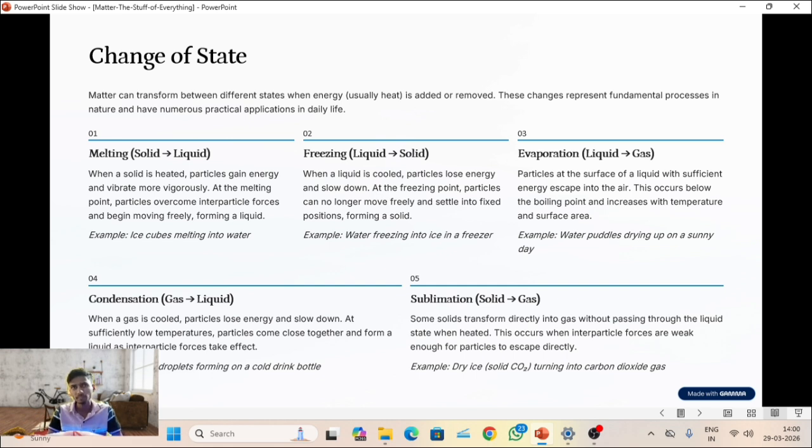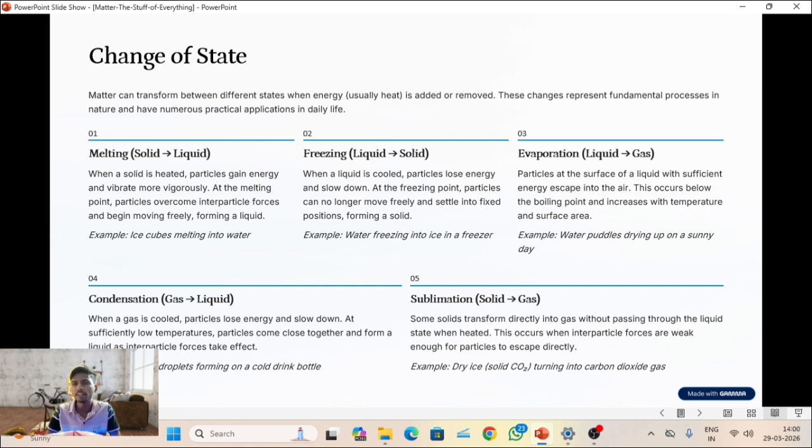Melting. Melting is the conversion from the state of solid to the liquid. We have seen the melting of ice cubes in our daily lives. When solid is heated, particles gain energy and vibrate more vigorously. It melts. At the melting point, particles overcome interparticle forces and begin to move freely, forming a liquid. Example, as I have given to you, ice cube melting into water.